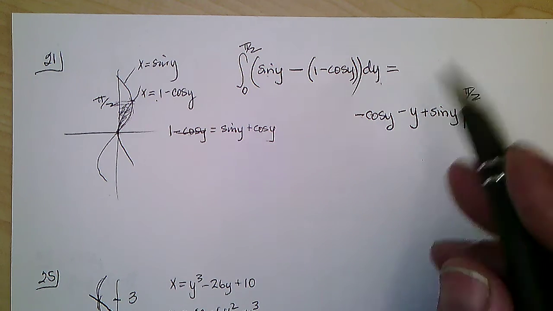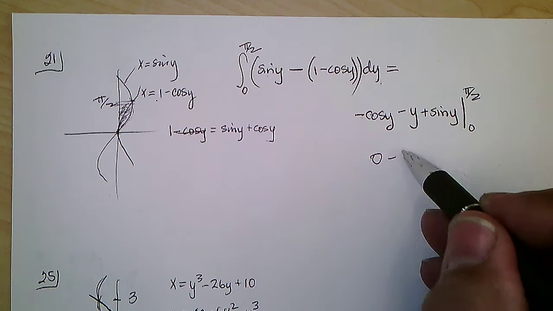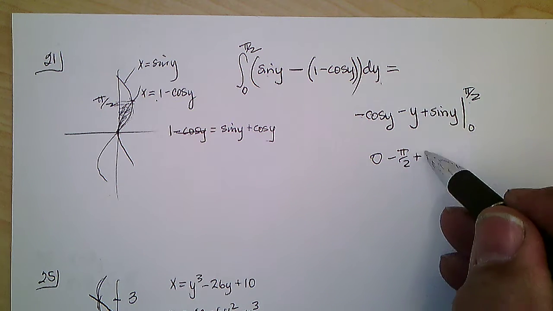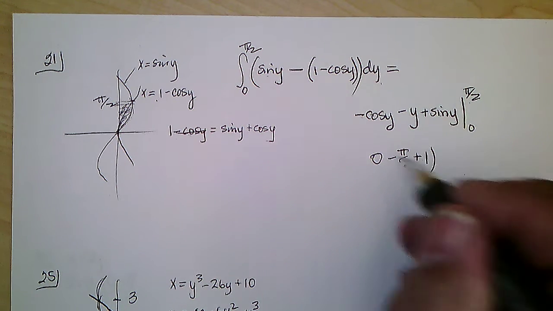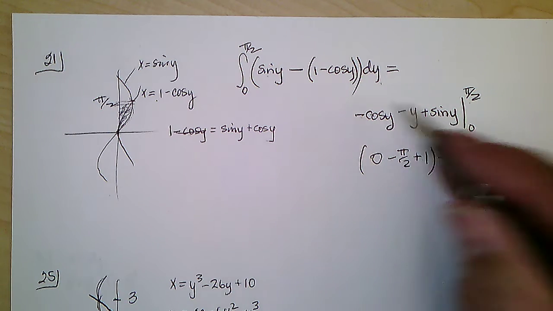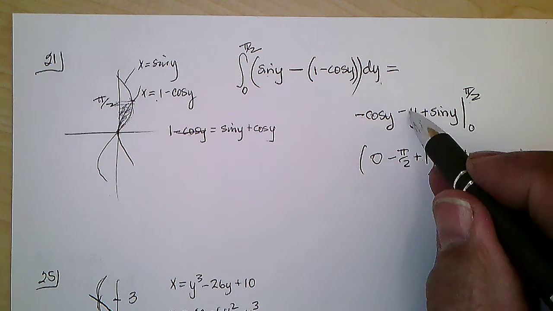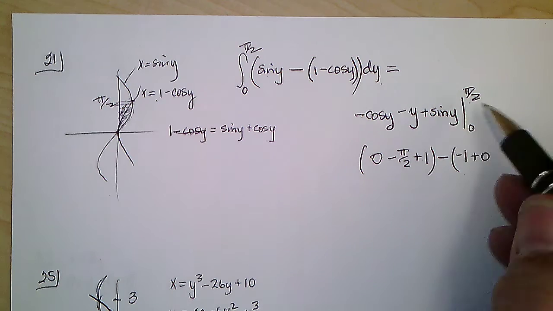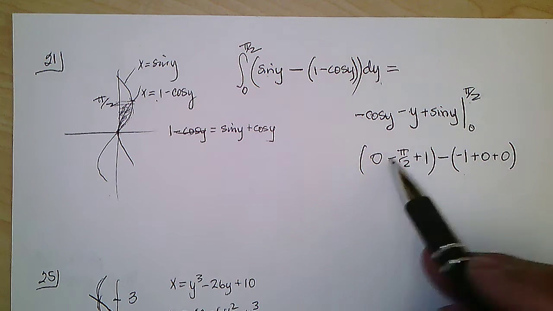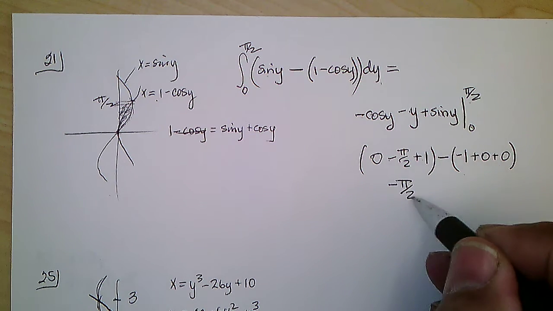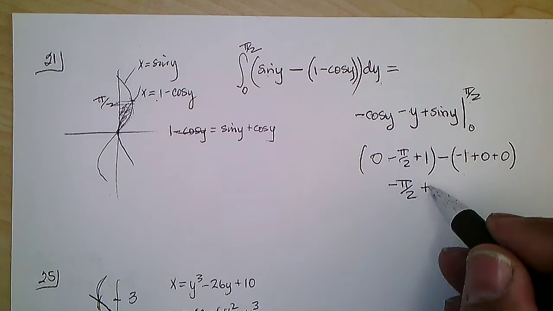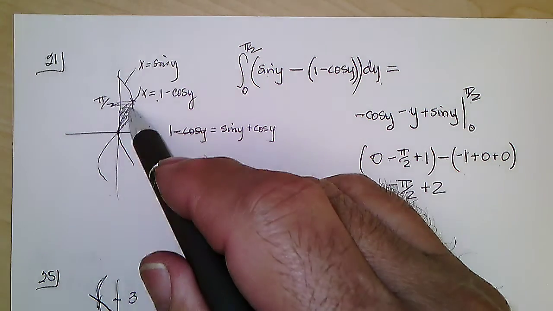Cosine of pi over 2 is 0 minus pi over 2. Sine of pi over 2 is 1 plus 1 minus, and we put in 0. Cosine of 0 is 1, so minus 1, and sine of 0 is 0. So we have minus pi over 2 plus 1 plus 1, plus 2. And that would be the area there.